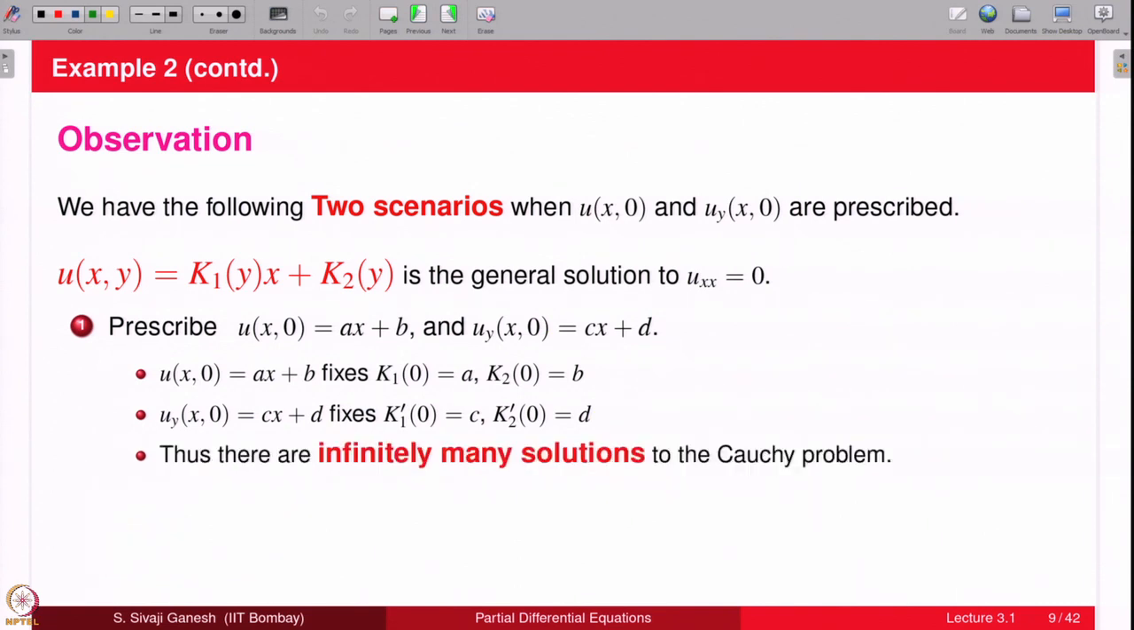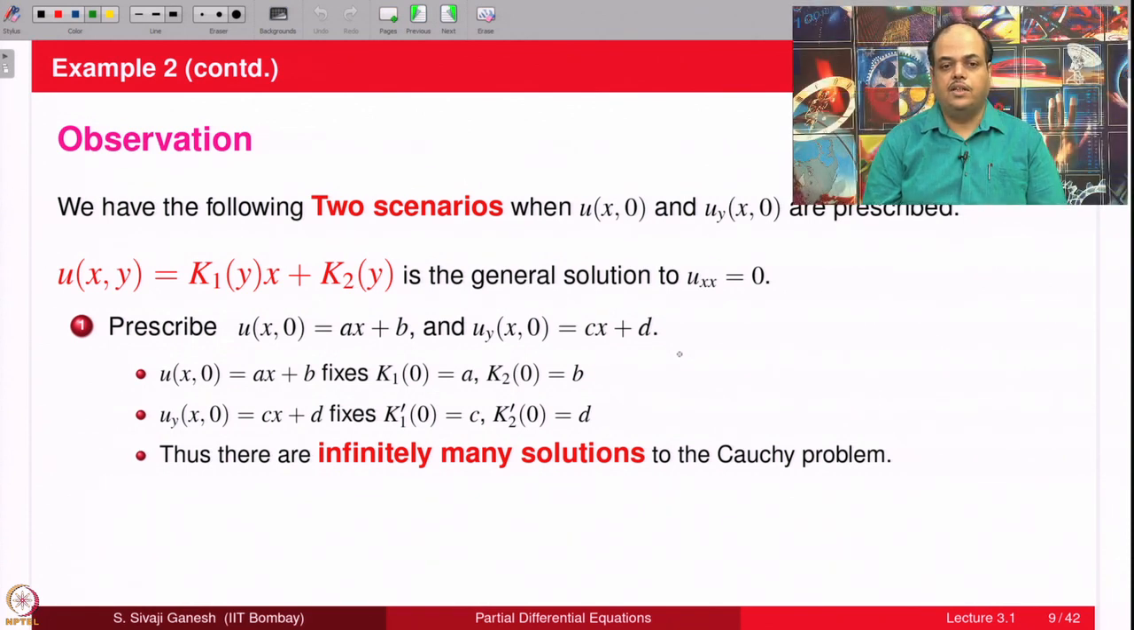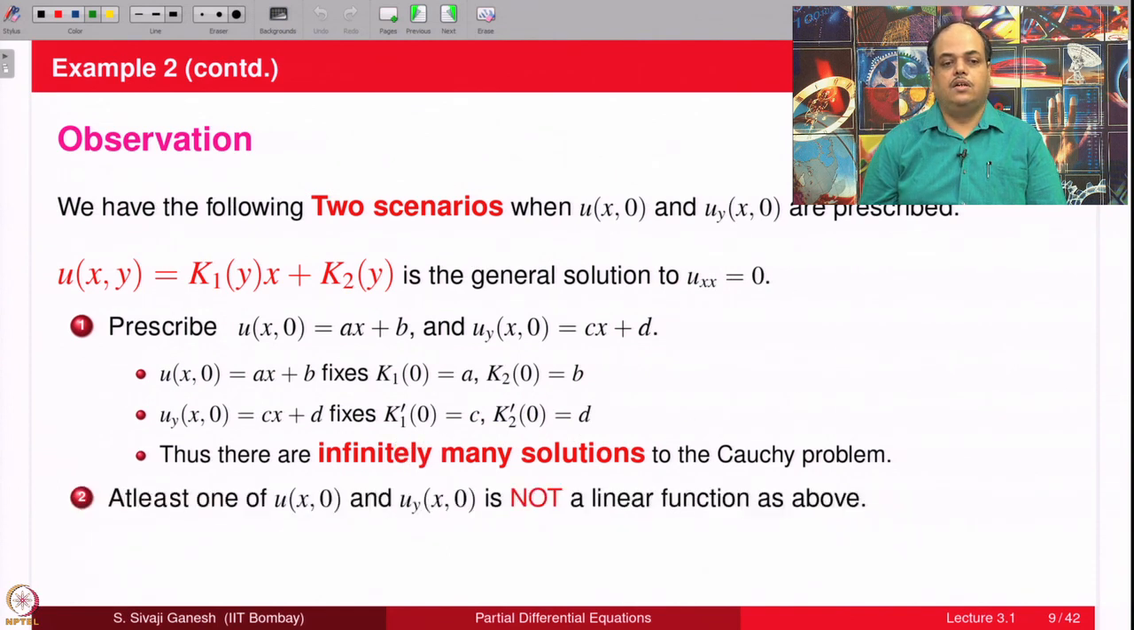Therefore, there are infinitely many solutions to the Cauchy problem, because these two conditions, namely u(x,0) equal to ax plus b and u_y(x,0) equal to cx plus d, do not determine both k1 and k2, the functions. All that is determined by these conditions are simply the values of the function and the derivative at the point 0 for both k1 and k2. So, you have so many functions which satisfy these criteria. That is why you have infinitely many solutions. Now, the second scenario is that at least one of them you have not prescribed as a linear function. What will happen? No solution to the Cauchy problem.